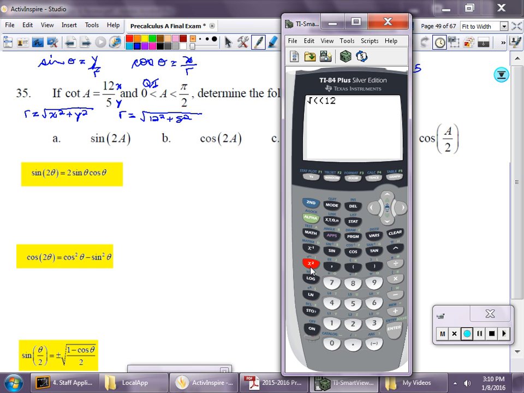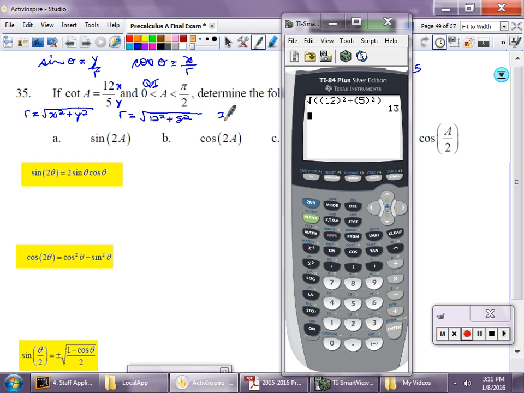Close the parentheses, square it outside. This calculator has a delay, so I just want to make sure you see that the square has to go outside. And then we need to put plus the second value, which is 5. Close the parentheses, square it. And then you want to close it for the entire radicand. And press enter. And r is equal to 13. We are ready to rock and roll.